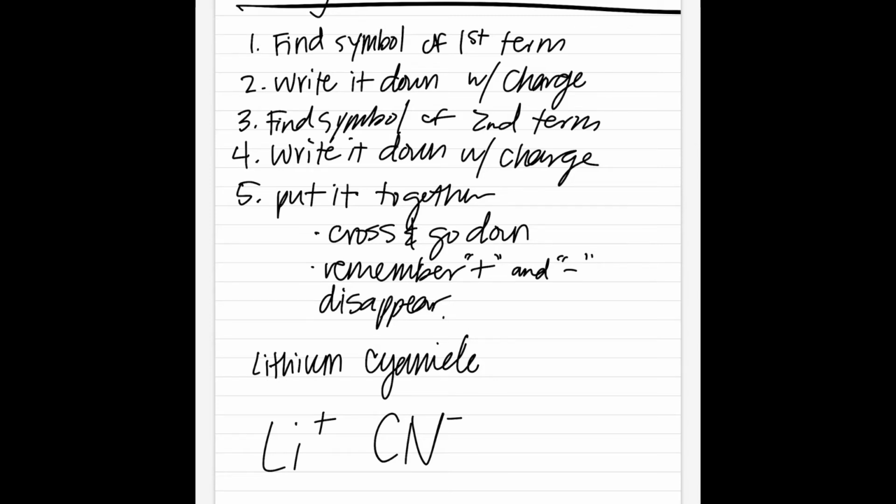I need to cross and go down. Now, let's look at the charges first. This is +1. This is -1. We know that they cancel each other out. So my answer is LiCN, and that's it. Done. Okay, so let's try another.